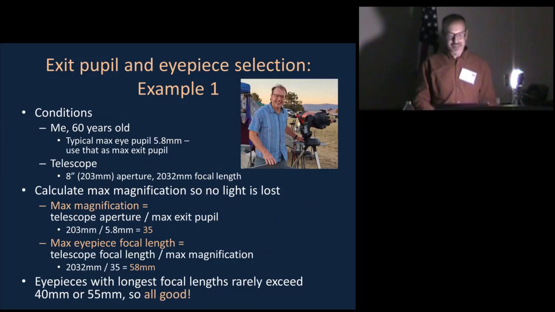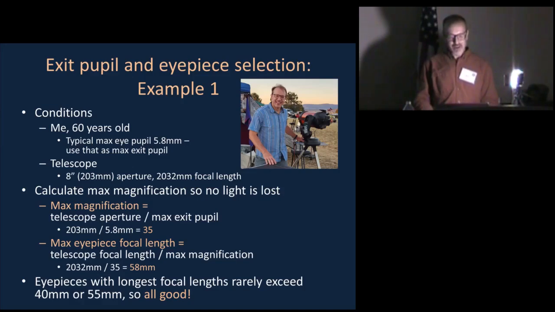Again, we can do an example here. So this is me, 60 years old. I wasn't quite 60 years old in that picture. But I'm going to use that 5.8 millimeters as the maximum exit pupil that I am capable of. Again, using that same telescope, we go through the math there. So now I sort of flip some terms around and figure out what that max magnification I can get with that aperture and that exit pupil, and I come up to 35x.